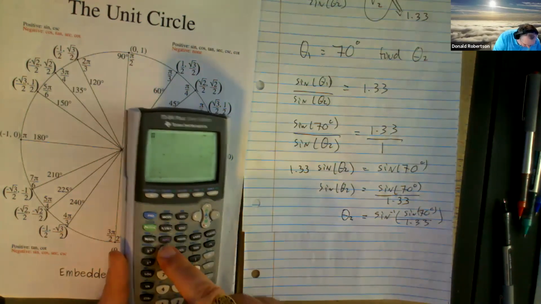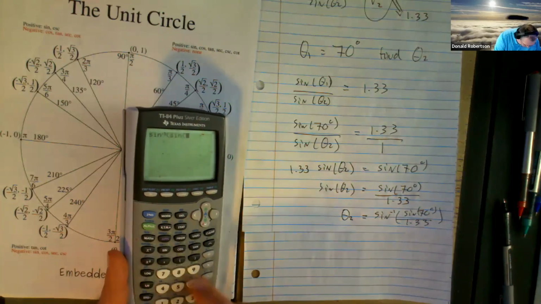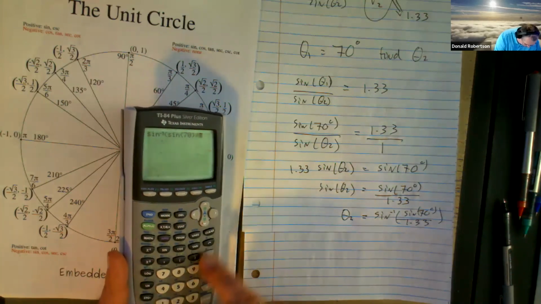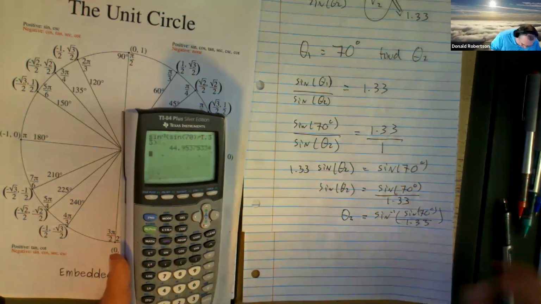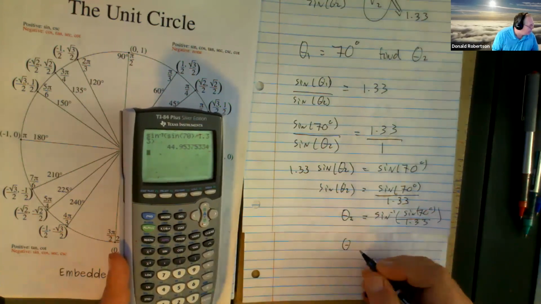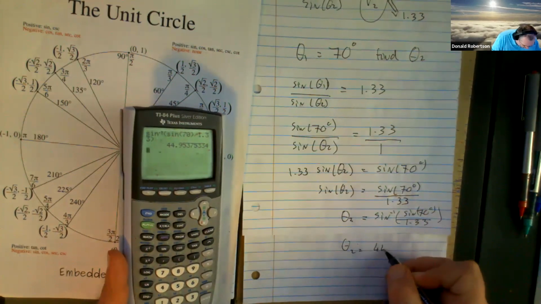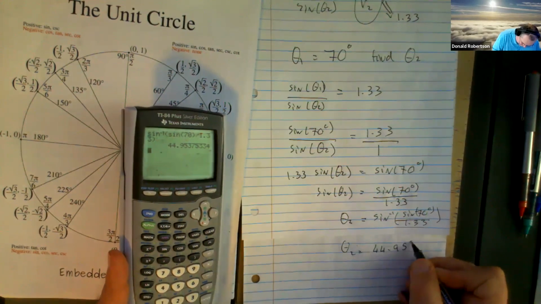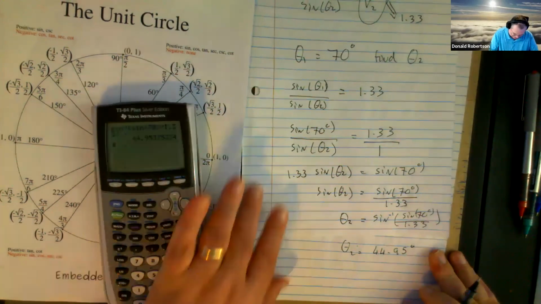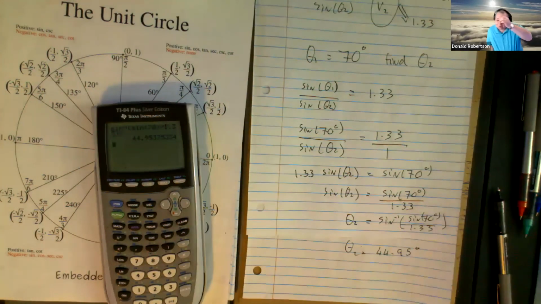So inverse sine, sine of 70, divided by 1.33. And the answer I get is 44.9. What do they want it to? 2 decimal places, okay? So 44.95 degrees. You can now do physics. Can't you do questions involving light going from water to glass, water to diamonds, water to whatever they ask you for? Can you just tell me one of them and I'll tell you the other?